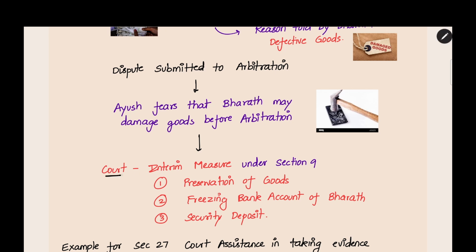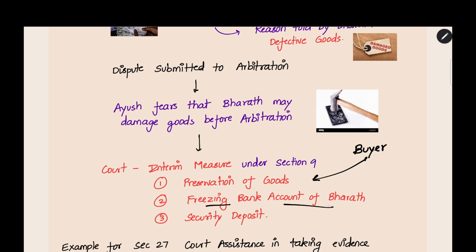Now he has to go to court and request an interim measure under section 9. This is the usefulness of the interim measure. Before going to arbitration, you can get certain orders from the court for facilitating the case. Now Ayush, the seller, goes to court and asks for preservation of goods. The seller asks the court to give an order that the buyer should protect the goods and preserve them before the arbitration starts. Before arbitration starts, he cannot sell off or destroy the goods.